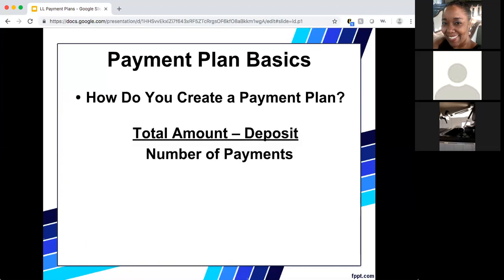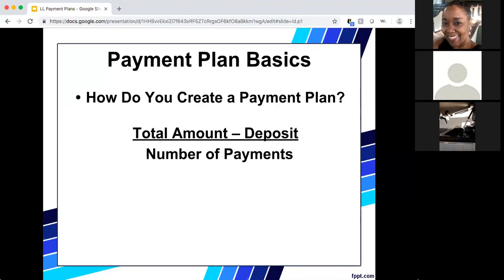So the next thing we want to talk about is just basic math. So I don't want you to be afraid, because I know often people get nervous when it comes to math. But when you're creating a payment plan, one thing you're going to look at is the total amount of the trip minus the deposit amount they're going to pay, and then divide that by the number of payments you're going to offer. So as I mentioned, we're going to look at a couple different examples of how to do that, but this is your basic formula.